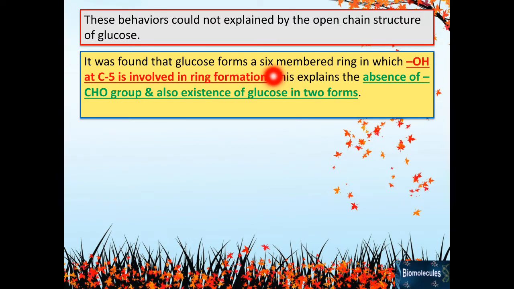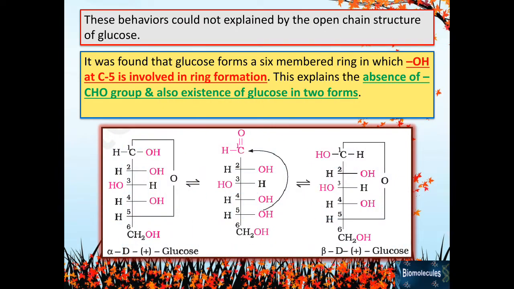But later studies found that the glucose molecule has a six-membered ring in which the OH of carbon number 5 is involved in ring formation. Because of this, there is an absence of the CHO group. The aldehyde group is not there. This aldehyde group is involved in ring formation, and it also explains the existence of two forms. We'll see what that structure is.